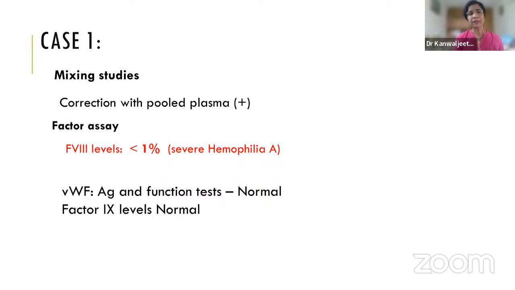But this factor 8 level, less than 1% or 5%, does not confirm the diagnosis. We need more tests. We need to rule out von Willebrand disease. What happens in von Willebrand disease is that the factor antigen levels are low, or their binding to factor 8 is defective. In that case, factor 8 levels would also be low. So no diagnosis of hemophilia A should be made in the absence of a von Willebrand factor assay. Factor 9 levels should also be tested. Rarely, families have been reported where both the factors have been deficient. So case reports are there.